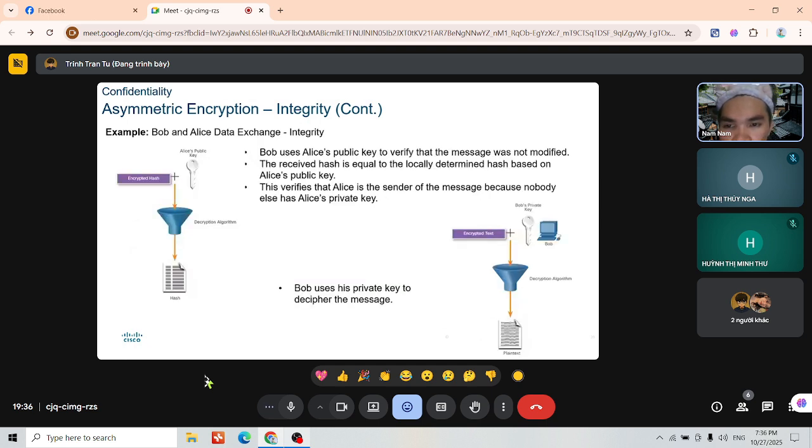Example: Elite's data is standard ready. Elite can publicly verify that the message was not modified. The receiver has an equal hash, and then the timer has been placed on Elite's public key. This verifies that Elite is the sender of the message because nobody else has Elite's public key. The user uses his public key to decrypt the message.